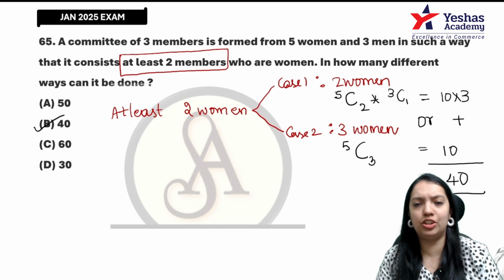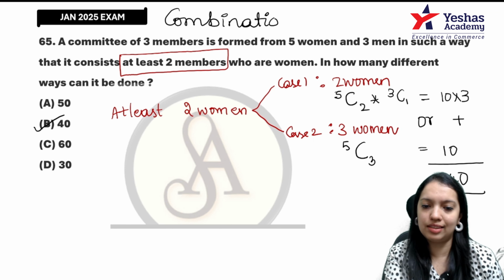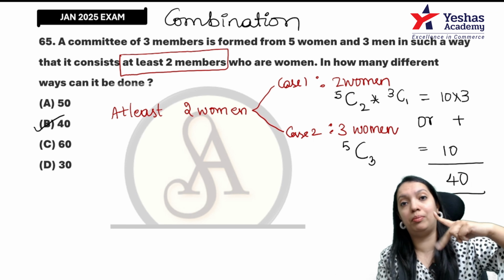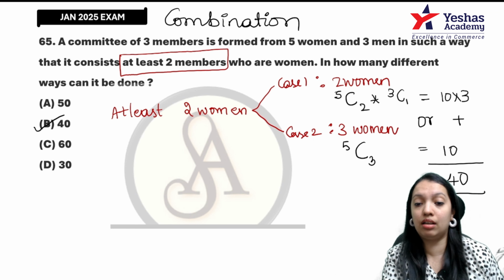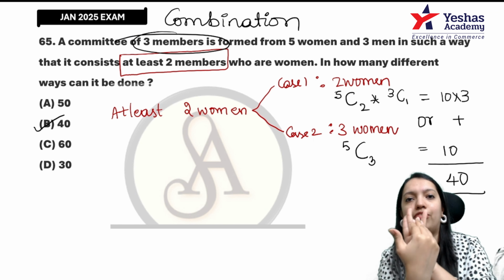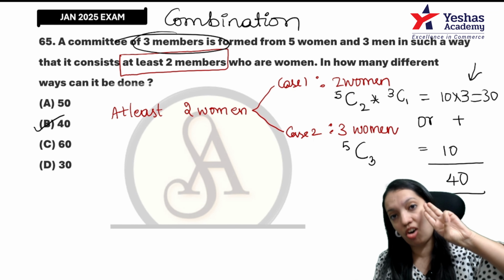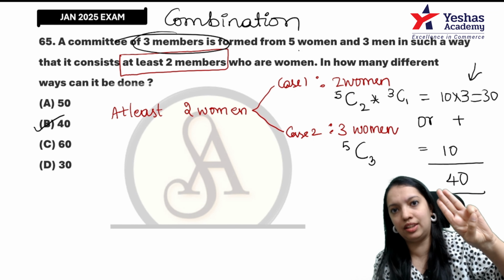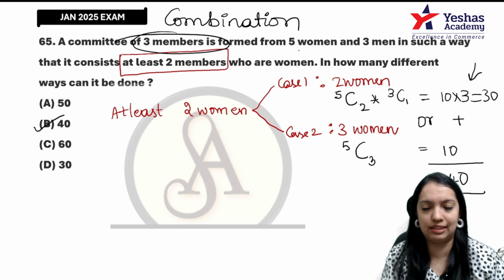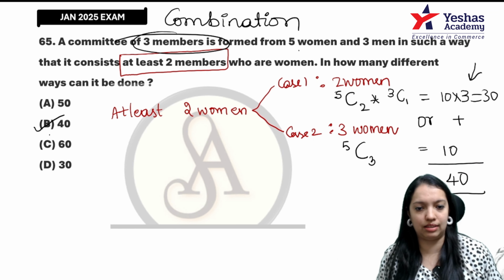Next, this is a question from combination again, in which they are telling that in the committee there has to be at least 2 women. So you have 2 cases, 2 women or 3 women, at least 2. Total there are 3 members. So in 3 members, if you take 2 women, 1 will be man, and your answer is going to become 30. Or you can take all 3 as women out of 5 women given in the question, 5C3, 5 into 4 by 2 into 1, your answer is 10, total 40. Remember, either that or this, total you have to add things up.